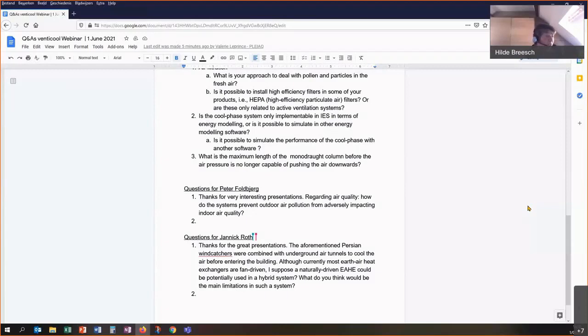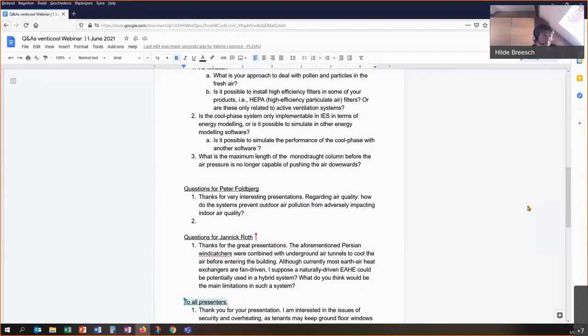Then I move on to Jannick. It's a question to think about. Yes, we mentioned before the Persian wind catcher, and they were combined with underground air tunnels to cool the air. So the question is, although most earth-to-air heat exchangers are fan-driven, is a naturally driven earth-to-air heat exchanger potential in a hybrid system? And what do you think about the limitations of such a system?